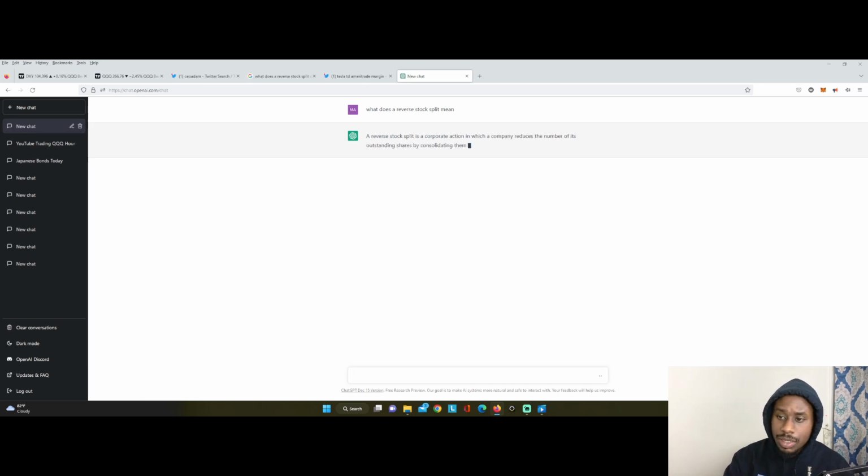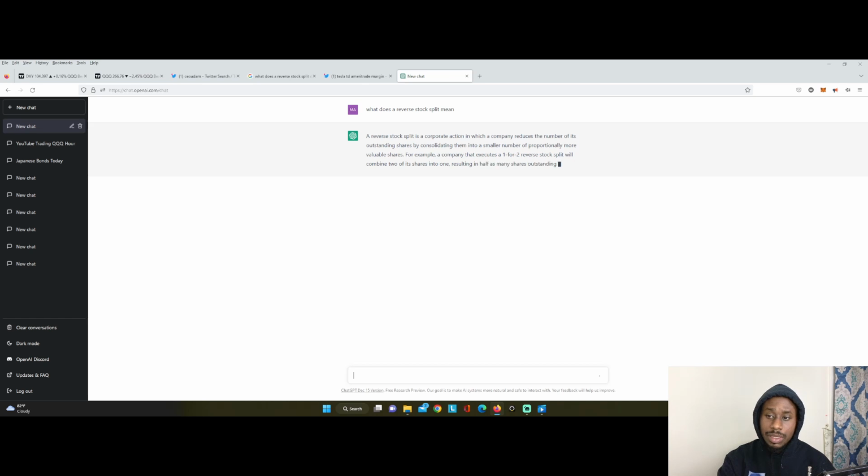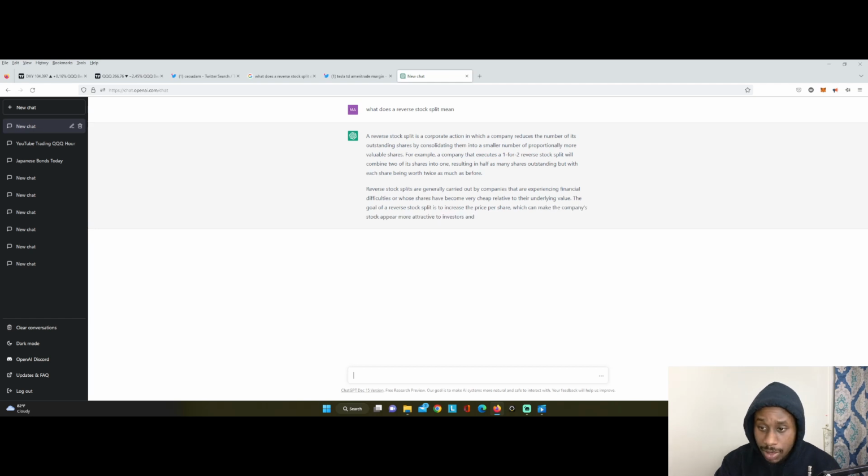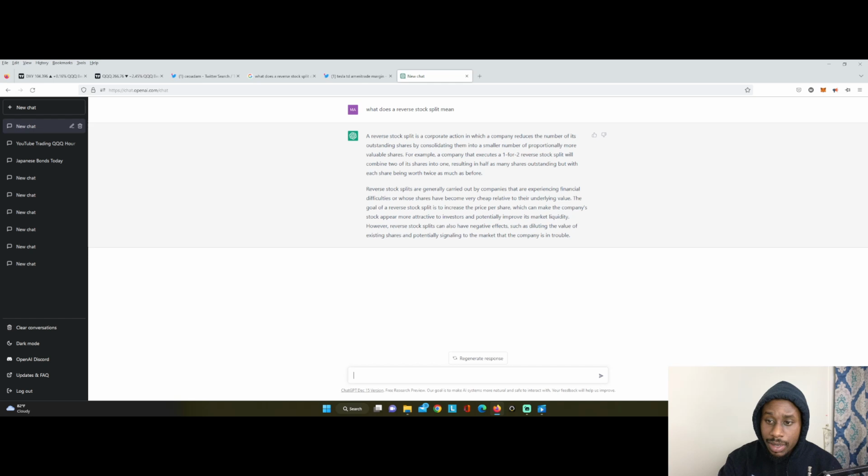A reverse stock split is a corporate action in which a company reduces the number of its outstanding shares by consolidating them into a smaller number of proportionally more valuable shares. For example, a company that executes a 1-to-2 reverse stock split will combine two of its shares into one, resulting in half as many shares outstanding, with each share being worth twice as much.